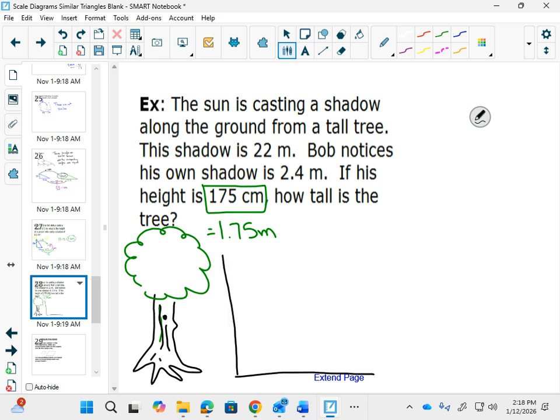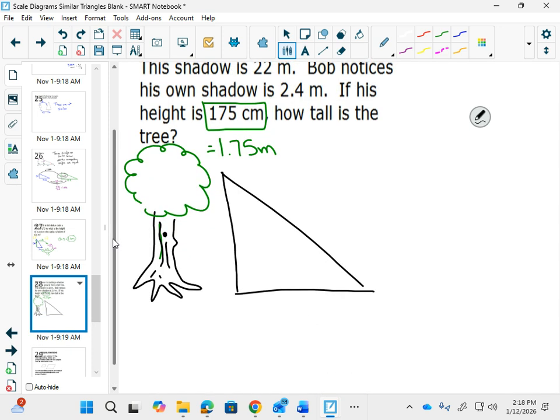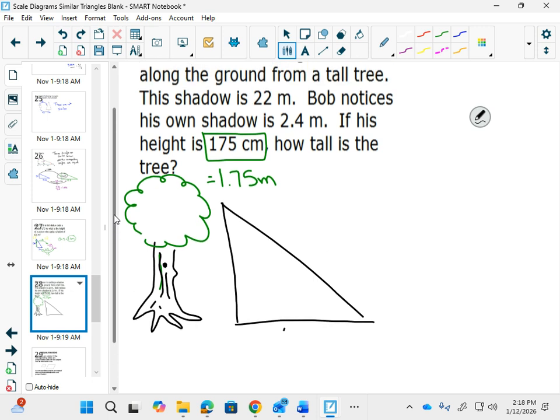So here's the tree and its shadow. And what do we know about the tree and the shadow? We know the shadow of the tree is 22. Then there's Bob, obviously not as big as the tree. Here's Bob's triangle. Bob's shadow is 2.4, and Bob's height is 1.75. Now spell Bob backwards. Ooh, that's too hard for me. It's Bob.